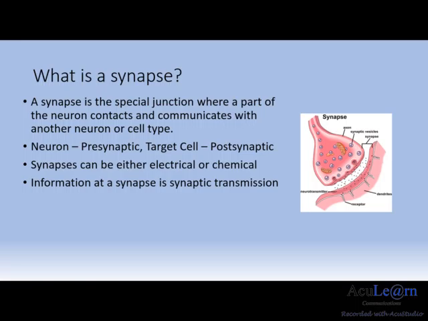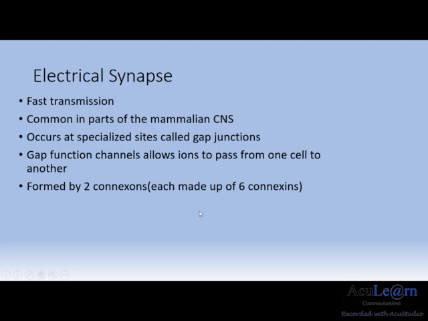Synapses can be differentiated by whether it is an electrical synapse or a chemical synapse. Electrical synapses are generally fast transmissions that can be bidirectional. It is common in several parts of the mammalian central nervous system, such as the retina and hippocampus. Because of the fast transmission that electrical synapses entail, they are usually involved in rapid responses, such as defensive reflexes.